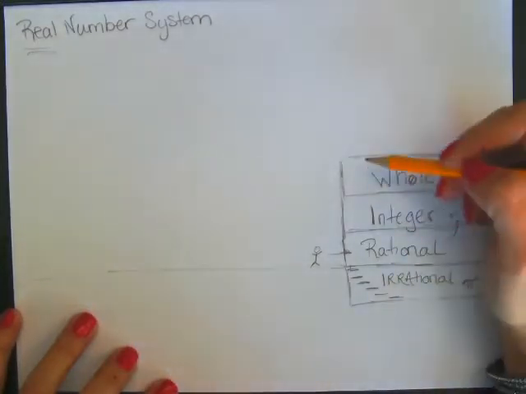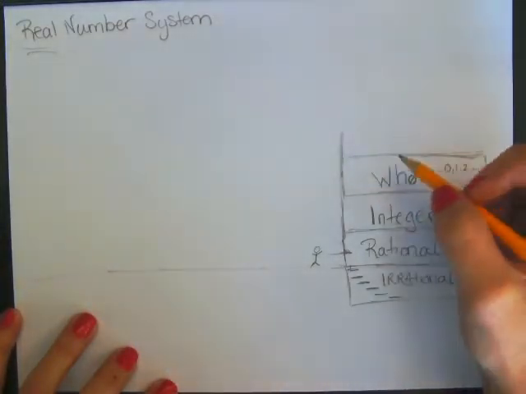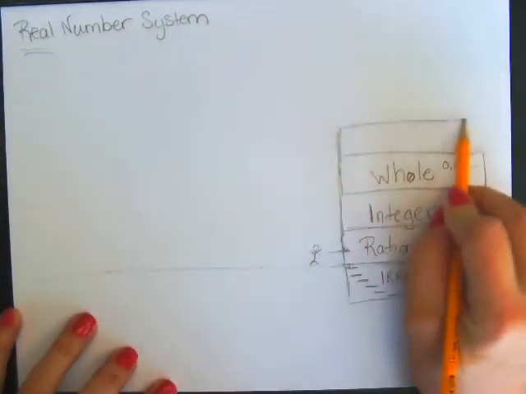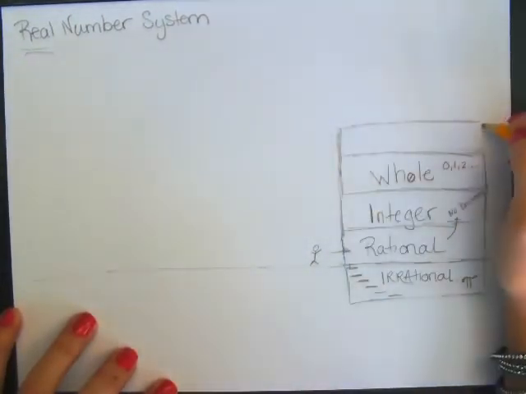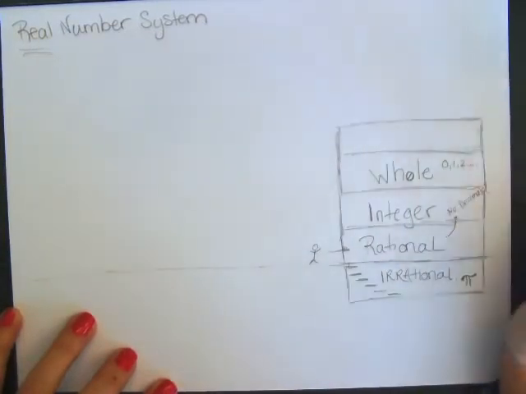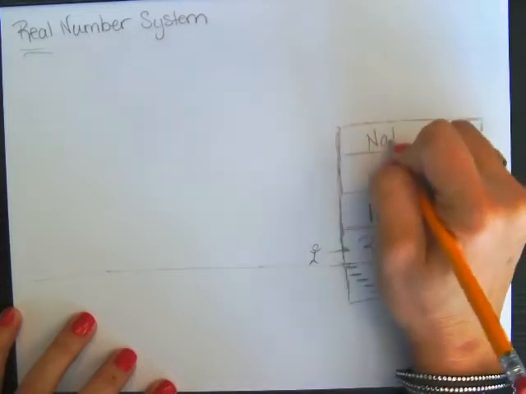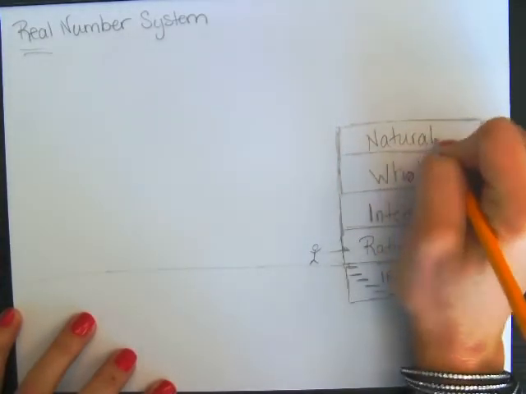Okay? But we don't stop there, because there's whole numbers, and then there's this like super elite group of people that are not negative, and they're not zeros, they're heroes. They are our counting numbers.